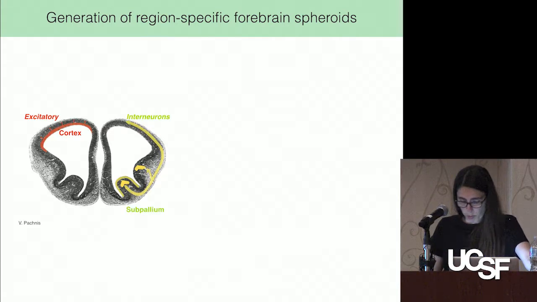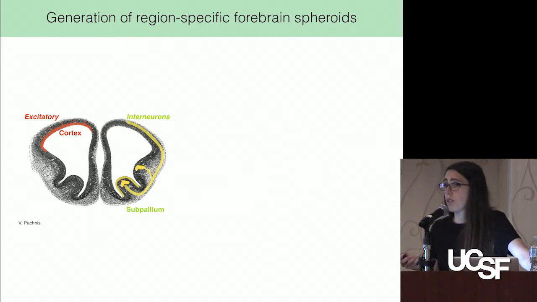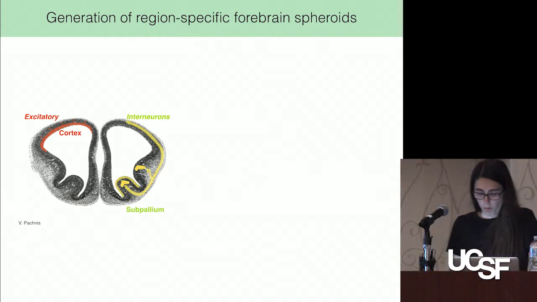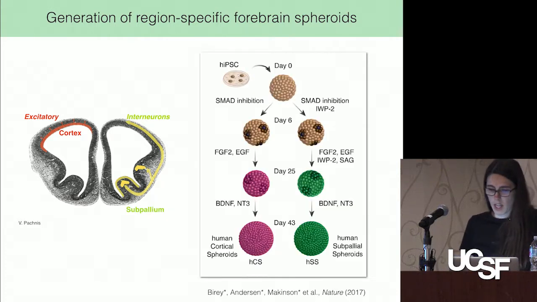And again, I'm going to bring you back to development to remind you that the cells we're interested in are born in different parts of the brain. And so we thought, if during development they're born in different parts, then why not generate them separately and then put them together to model the processes that take place during development. And so that's what we did.